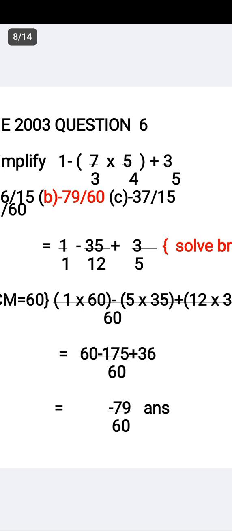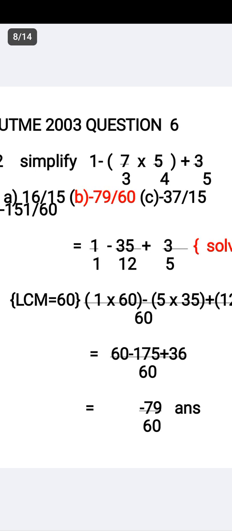The bracket first is just 2 fractions multiplying themselves, which we have learned before: to multiply 2 fractions, multiply their numerators and multiply their denominators and reduce. So this now becomes, as you can see in the first step, 1 minus 35/12. 35 is 7 times 5 with the numerator, and 12 is 3 times 4 with the denominator, plus 3/5.